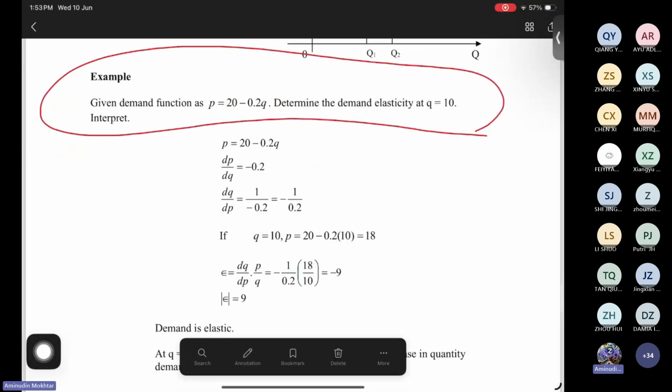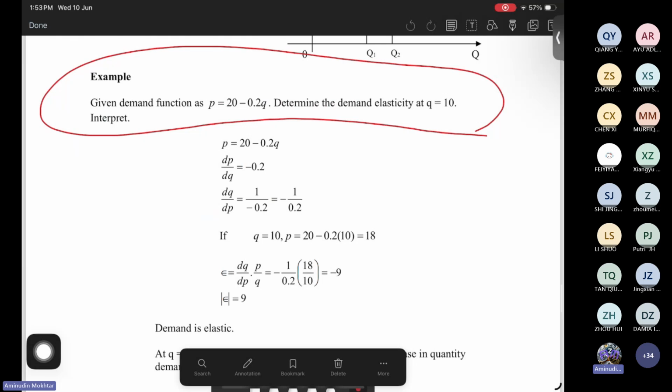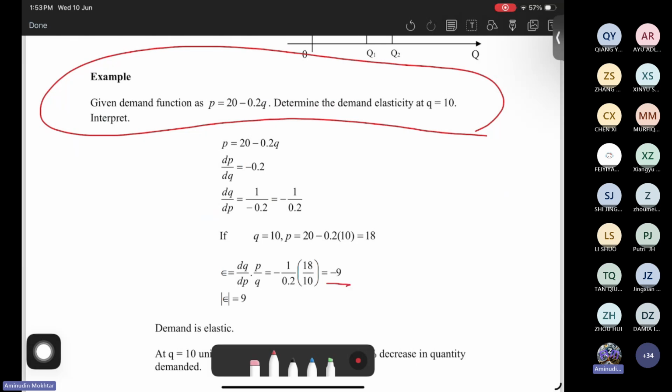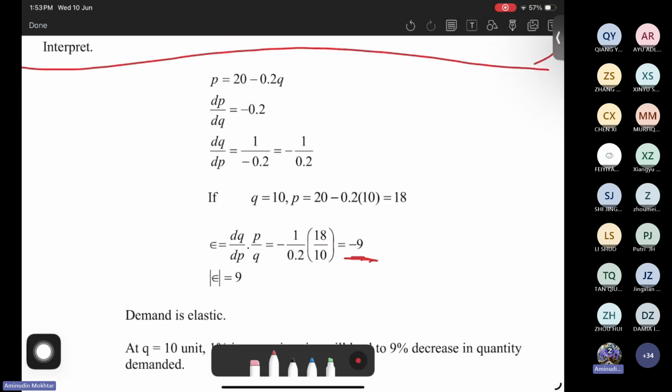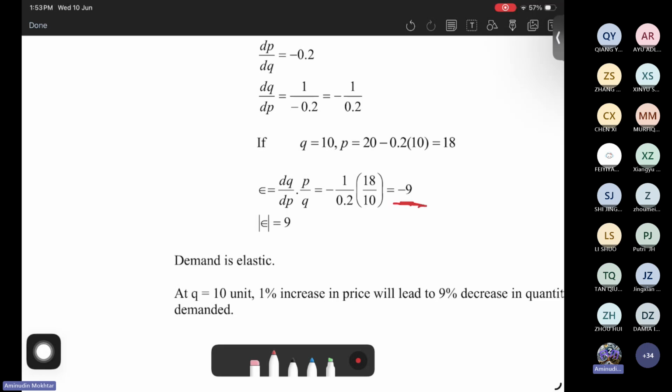For elasticity, the correct answer is negative 9. The correct answer is negative 9 because there is a negative relationship between quantity demanded and price. The negative relationship between P and Q for the demand equation.